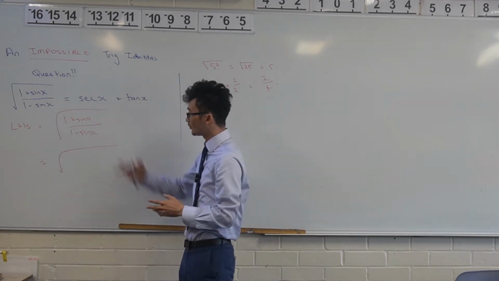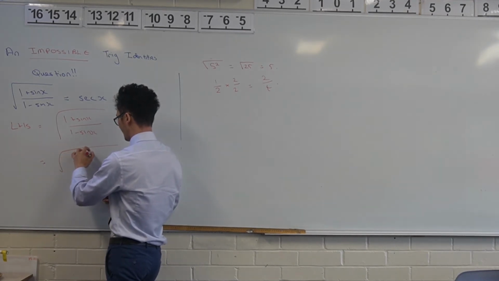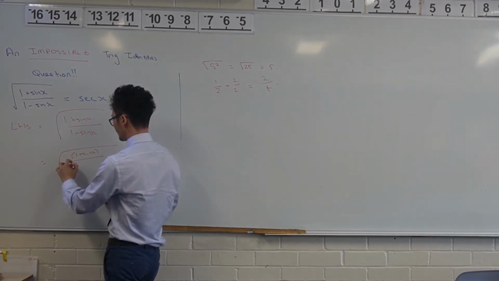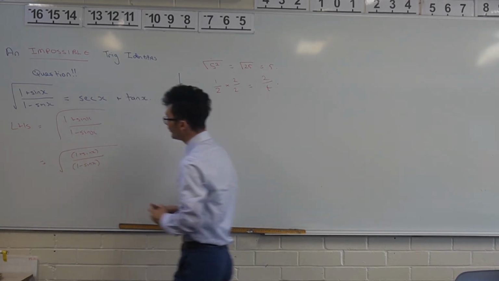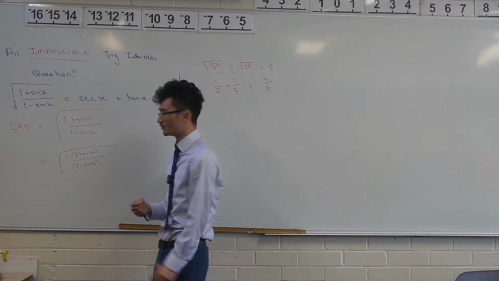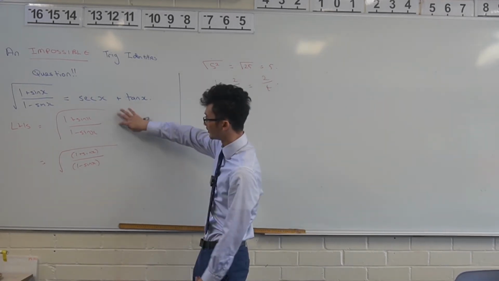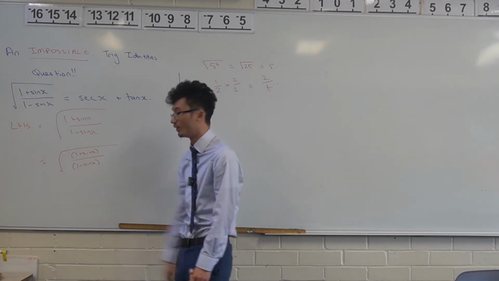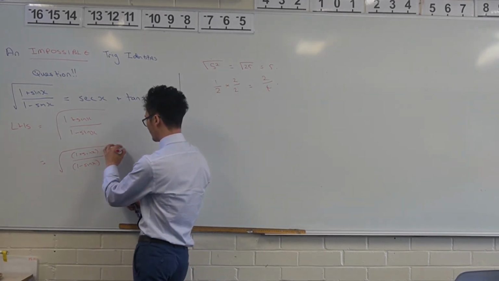Because if I multiply, for example, the numerator and denominator by one of those expressions, that will allow me to actually remove the square root, because one of them will be squared at least. Because I have to multiply by the same expression, I just have to pick which one. And the one I chose was 1 plus sine x.